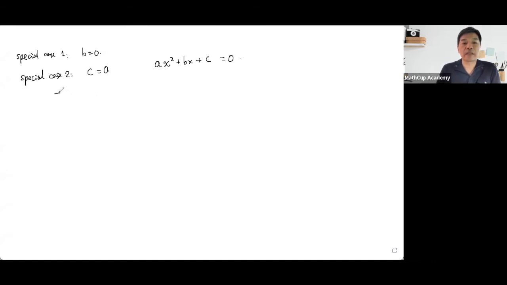So let's look at example 1. x squared plus x equals 0. How do we solve this quadratic equation? Now in this, you realize the constant term c is 0. The linear term coefficient b is 1. And the quadratic term coefficient a also equals 1.